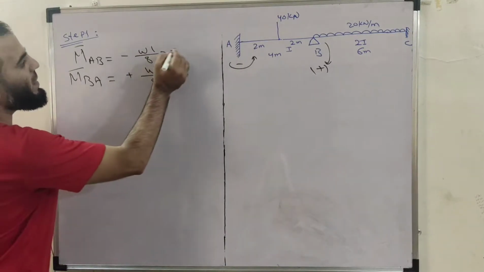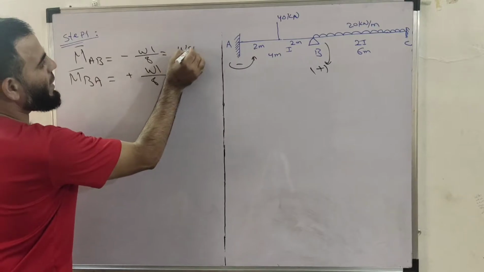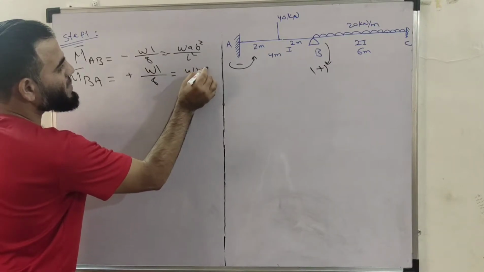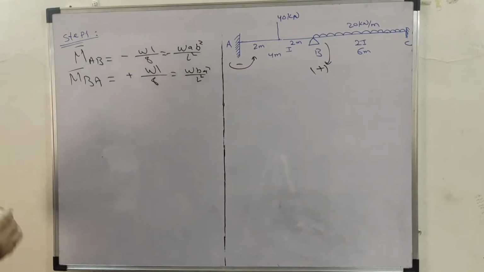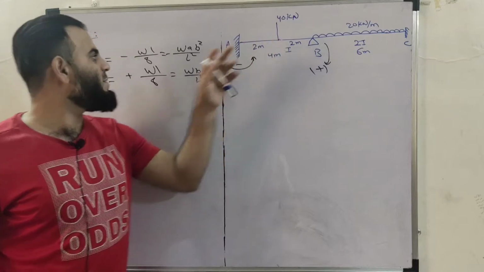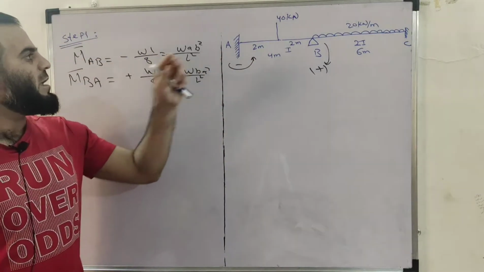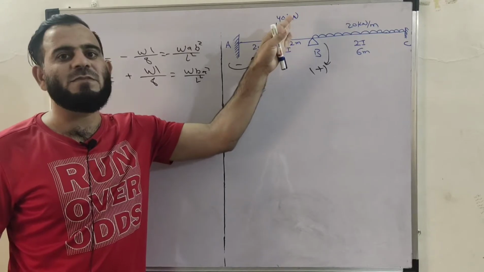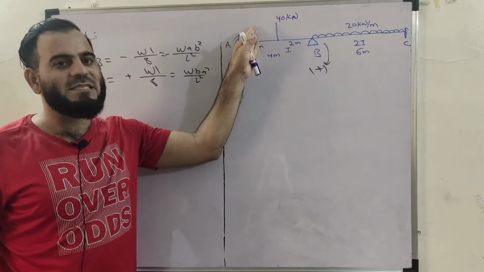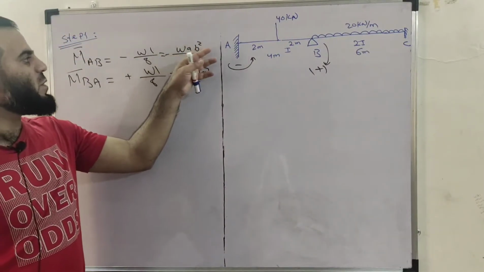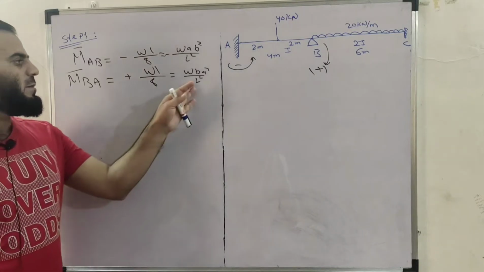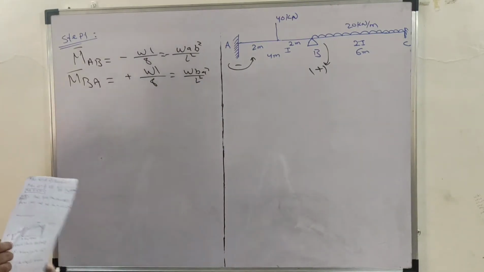We have another formula for this: minus W A B square by L square, and plus W B A square by L square. If the load is acting at the center of the beam, the formula is WL by 8. If the load is acting at some distance, a little bit outside the center on either side, the formula is W A B square by L square and W B A square by L square for moment BA.